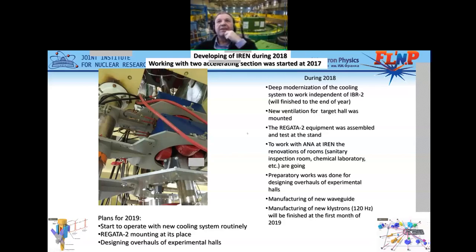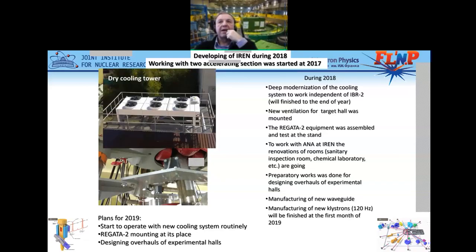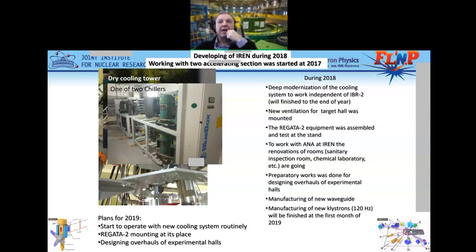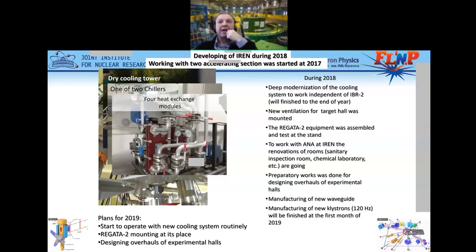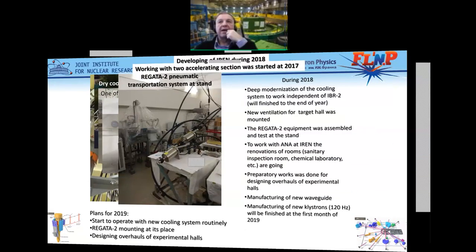We are constantly developing the IREN facility in order to reach the design parameters. At the moment, this facility is still under development. Now we have neutron energies up to several tens of megaelectron volts, and we have an intensity which is very close to the designed one. And starting from next year, we will start the routine operation of this facility for the research program.